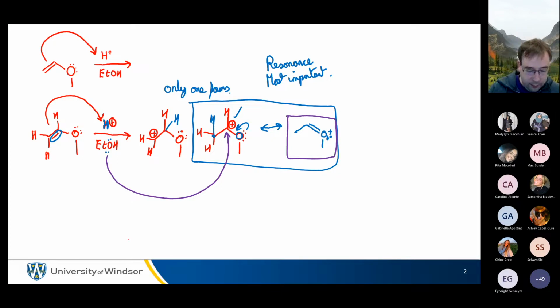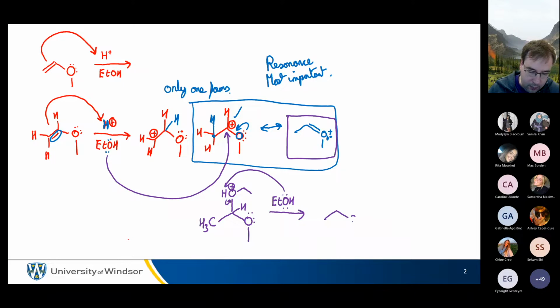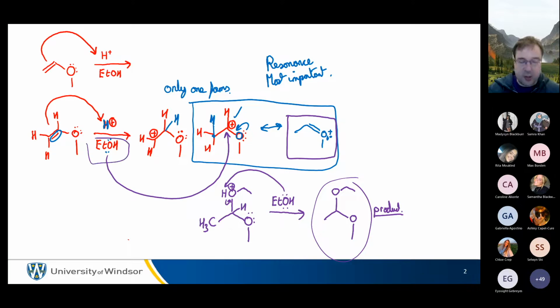But if we attack at the carbon, we get that. We're not done yet because we're charged. You can't be charged. So we're going to make use of ethanol to strip away that final hydrogen. And we get our product. Now this is an acetal. We were just doing acetals earlier, but it's an acetal in the presence of ethanol. This is the end of the road for it.